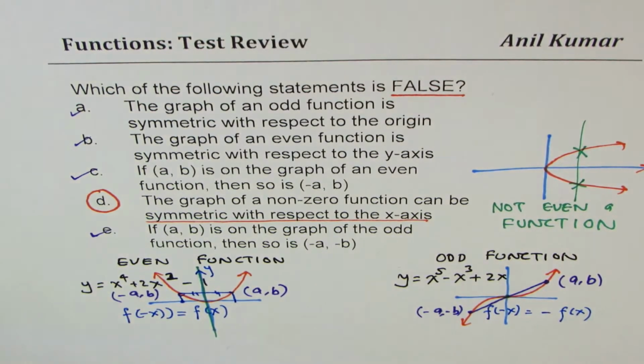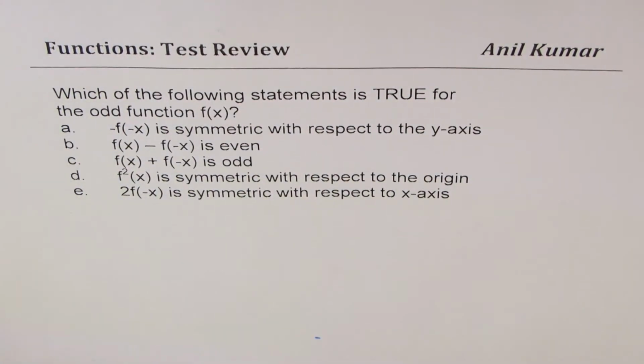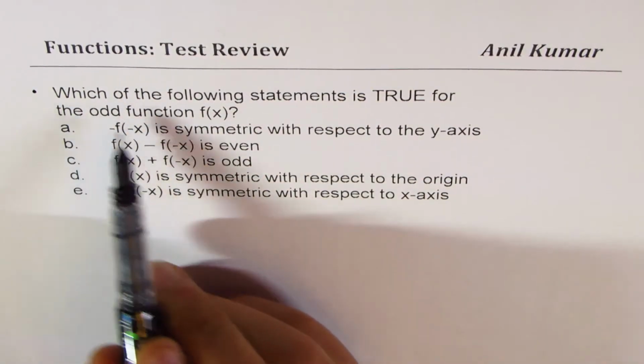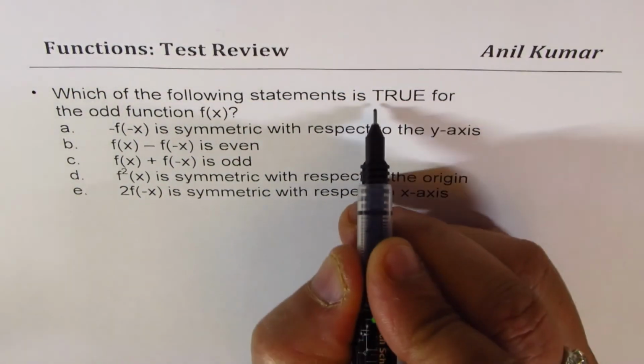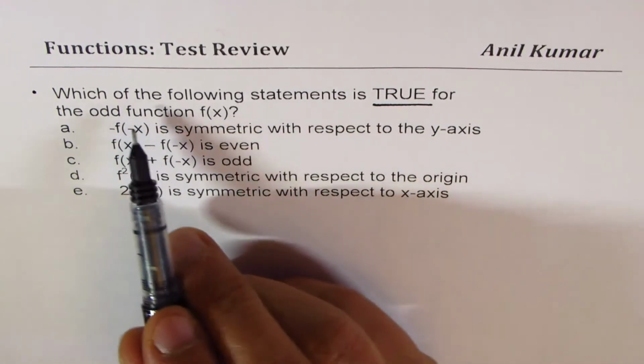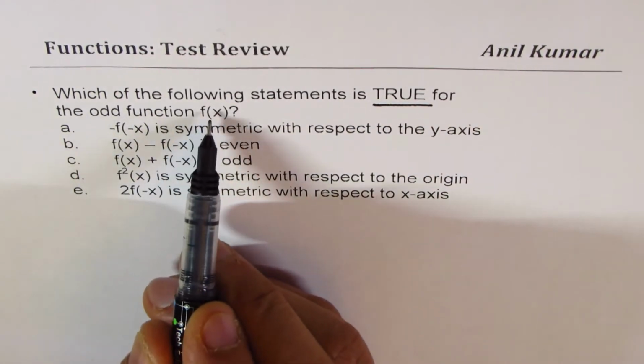So now let's take the second question and discuss that. The second question on even and odd functions is, which of the following statements is true? So this time we're looking for a true statement. That means most of them are false, right? Which of the following statements is true for the odd function f of x?